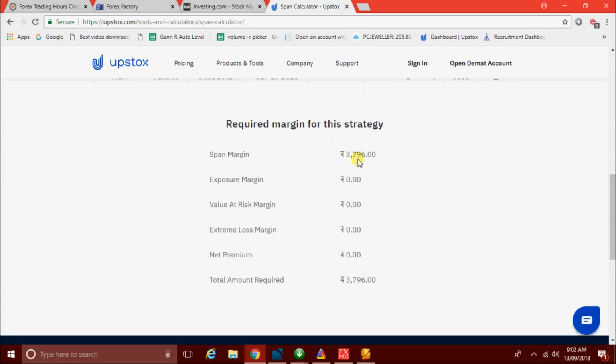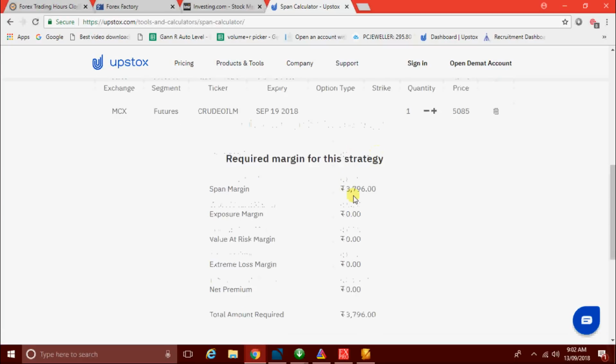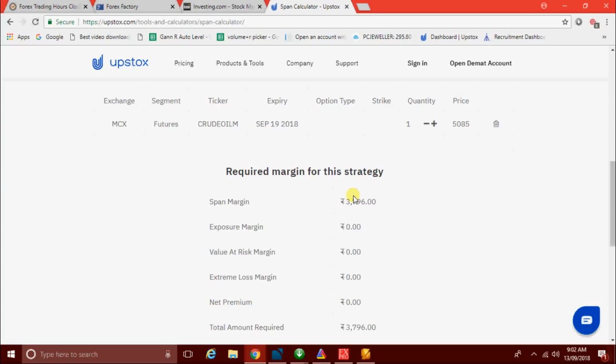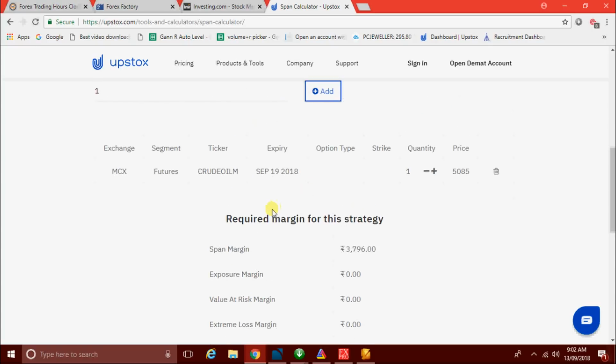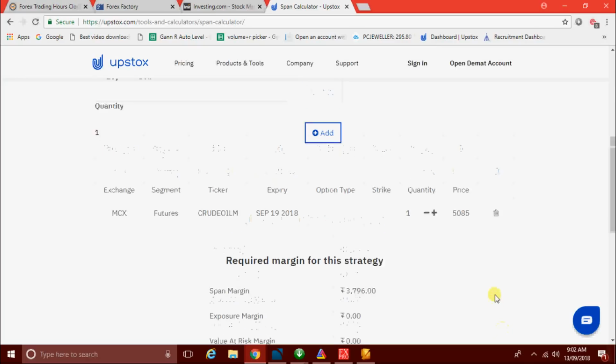Some brokers are providing 4 times, 5 times leverage, so just divide by 5 or 4. That much margin is required only for an intraday trade. It depends on the broker. A 1 rupee change shows as a 10 rupees difference. Suppose it is now 5,085 and goes to 5,086, that is 10 rupees plus, and if it goes to 5,084, that is 10 rupees minus. This is a 10 rupees variation for 1 point.